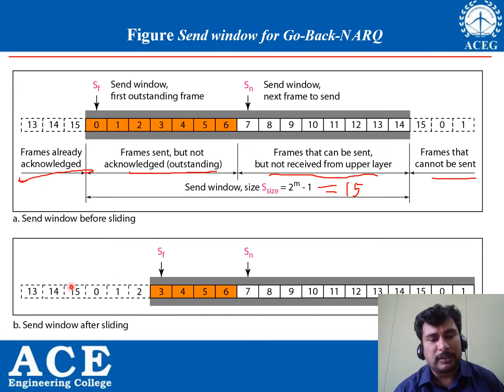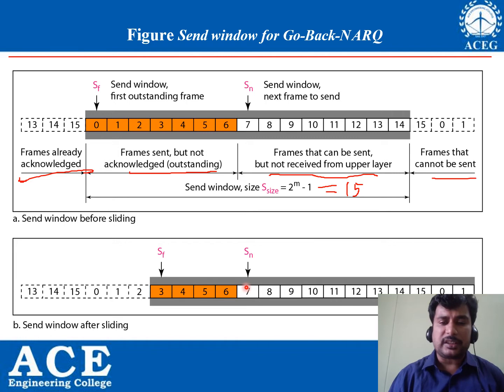So now we have 13, 14, 15 and also 0, 1, 2 as the frames already acknowledged. Now the frames which are sent and expecting an acknowledgement start from 3 and go up to 6. The first frame for which we are waiting for acknowledgement is 3, so SF will be equal to 3, and the next frame to be sent is still 7, so SN equals 7.